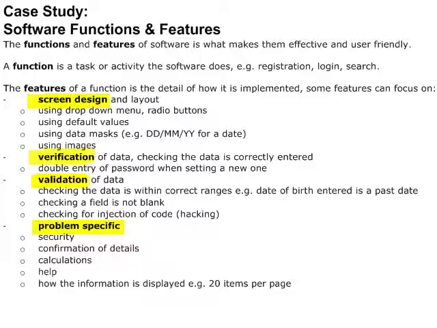Verification is checking that the data is actually being entered correctly. So the best example is where you double enter the password and check that both of them have been entered correctly. Validation is checking that data actually is within the correct range, or that it's not blank, or that you stop things such as code injection. So you expect data to be in a certain format or certain values.